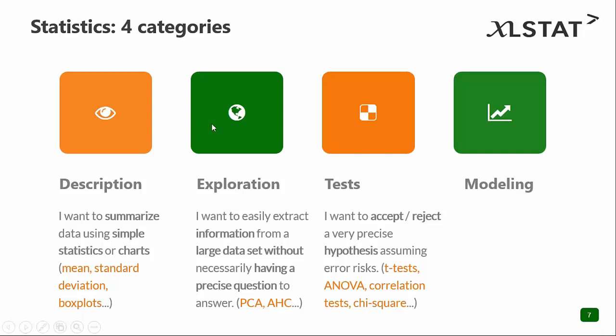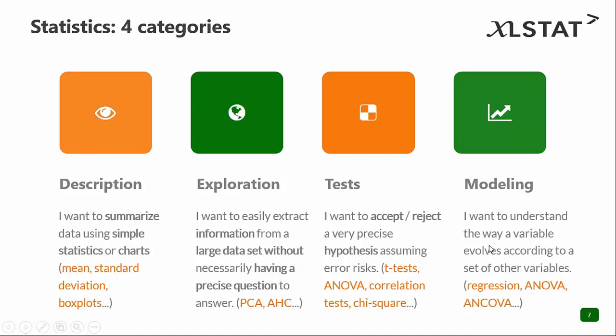So the descriptive and exploratory approach is very complementary to the statistical tests approach. And then at the end, we have modeling methods, which help us understand the way a variable evolves according to a set of other variables. So modeling tools include regression, ANOVA, ANCOVA, logistic regression, Poisson regression, and on and on.